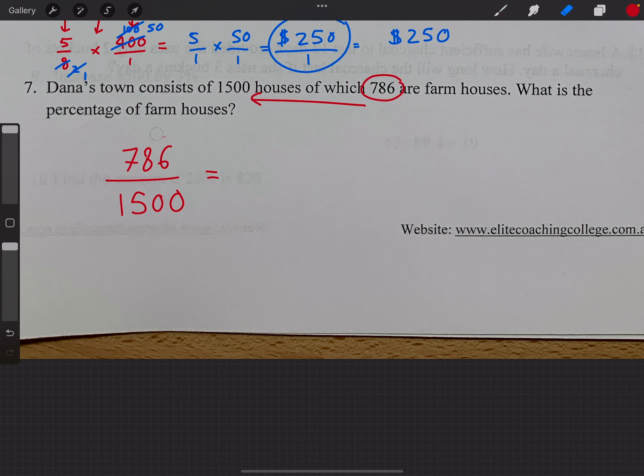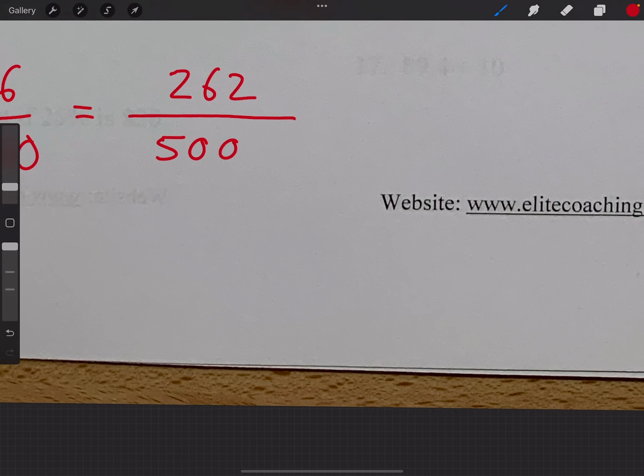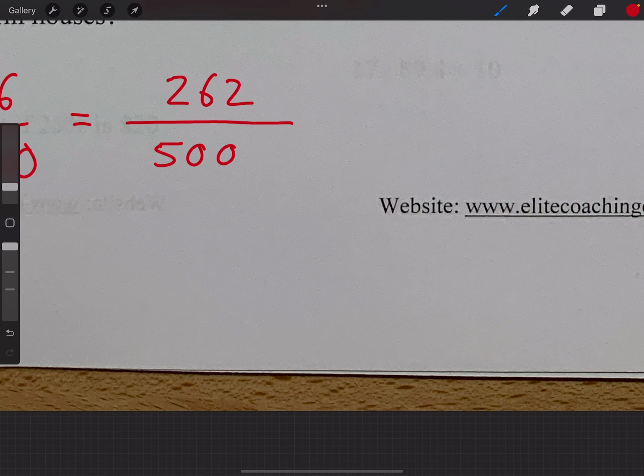Okay, so if I divide the bottom number by 3, I'll get 500. If I divide the top number by 3, let's do a little quick division here. This will be 2. 2 times 3 is 6. Take away, you get 1 and 8. 18 divided by 3 is 6. 3 times 6 is 18. 0, 6, and then that's 2. So 262.